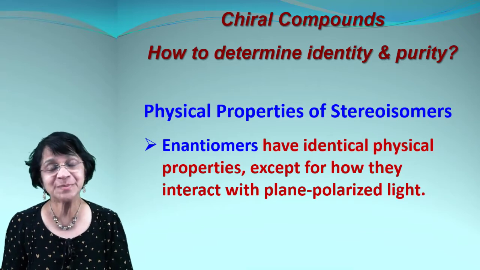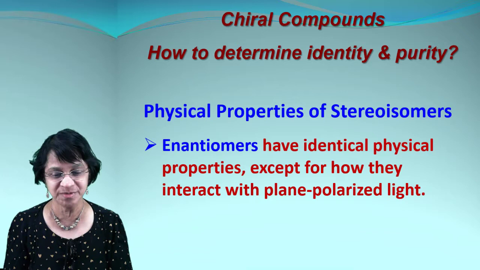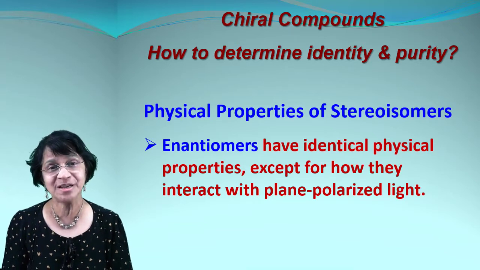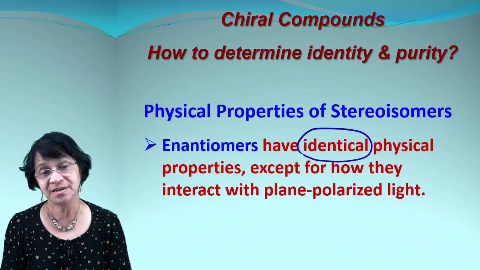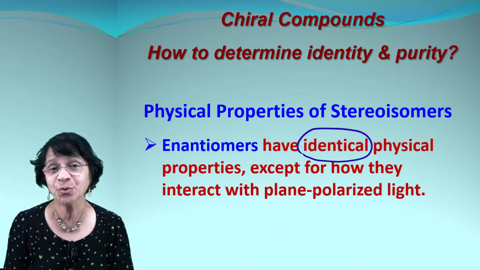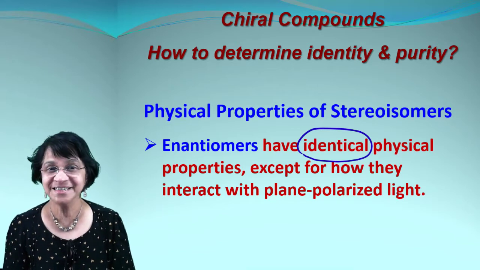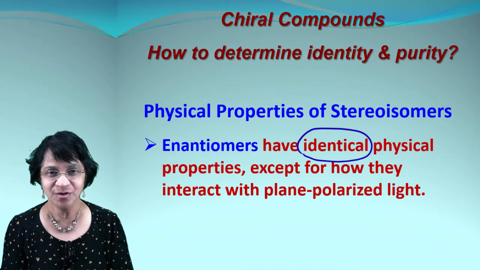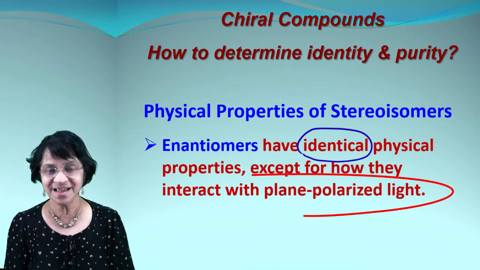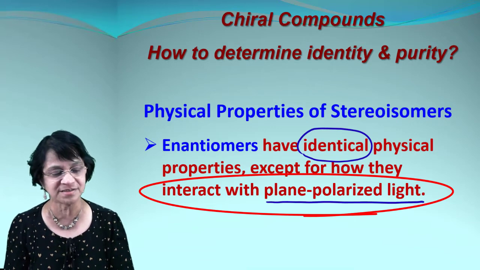Physical properties for all the stereoisomers, for all the enantiomers which you have, will be almost identical. So that's a tough thing. You don't know whether you got the correct enantiomer. But there is something which is unique to that particular enantiomer. What is it? It is how it interacts with plane polarized light.